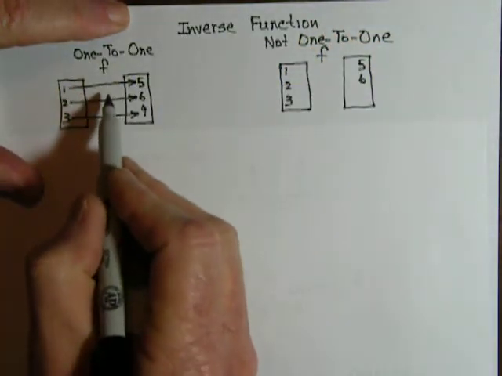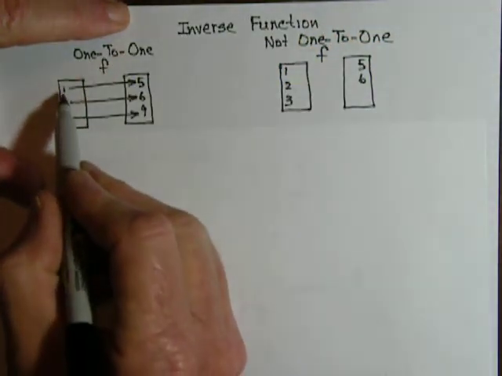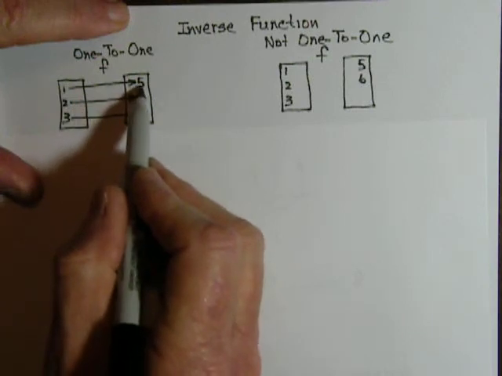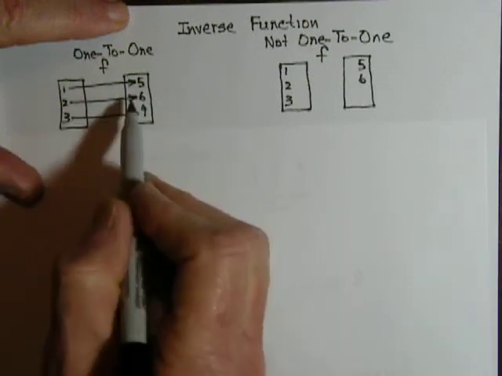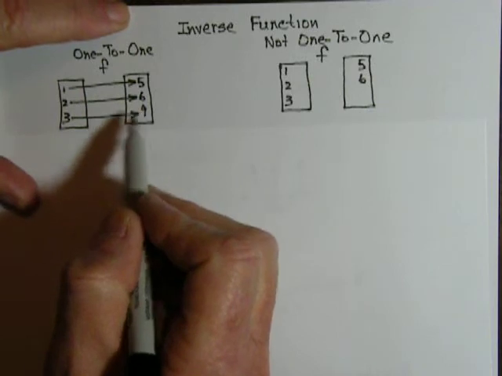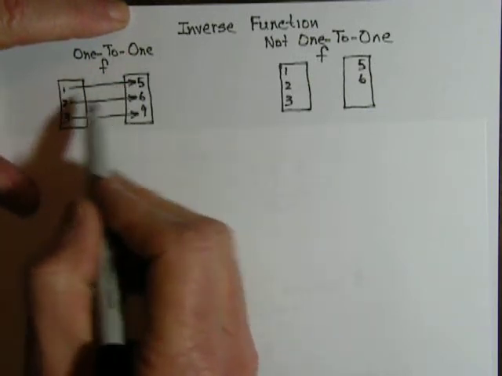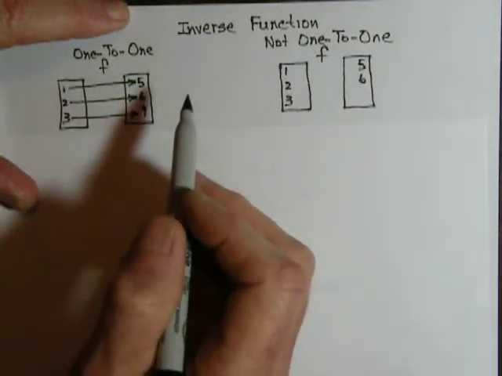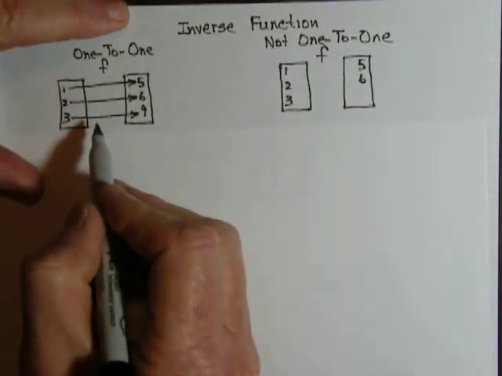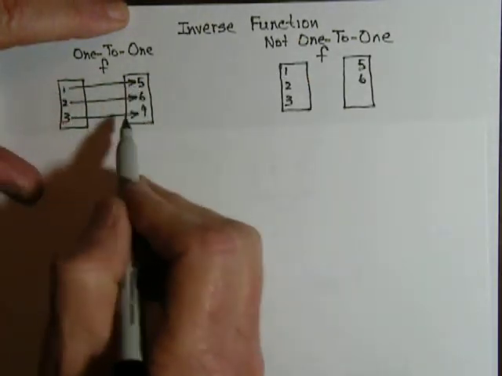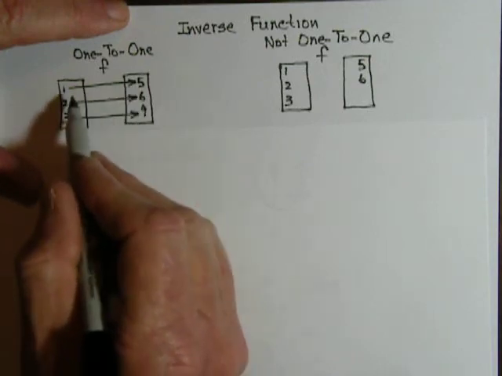If you notice in this first example here, 1 goes to 5. The number paired with 2 is 6, and the number paired with 9 is 3. Now obviously, each x has to have exactly one y because it wouldn't be a function if it didn't. But in this case, notice straight across, each y has one x.